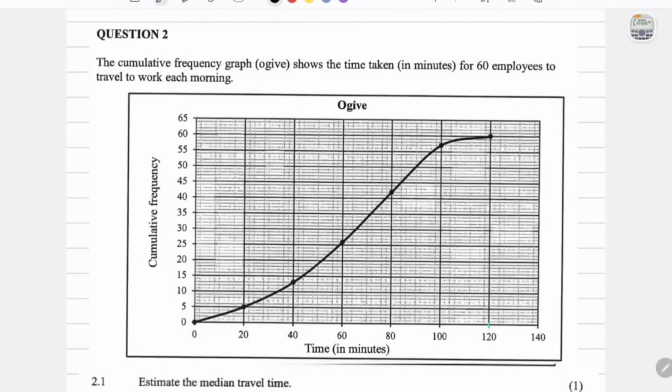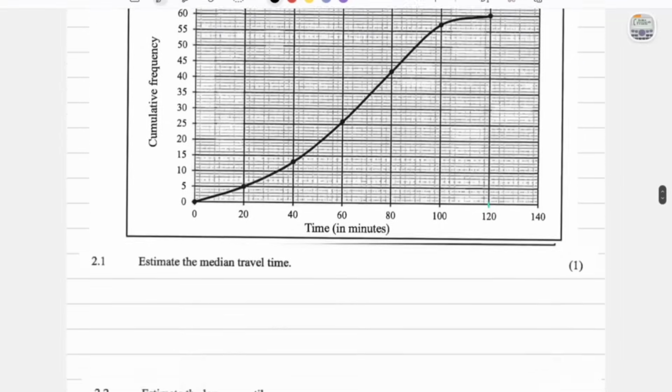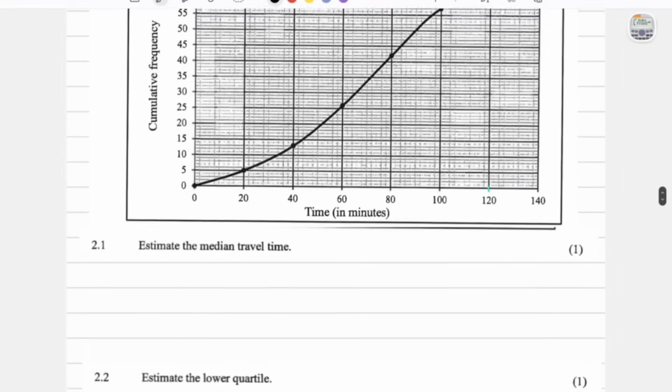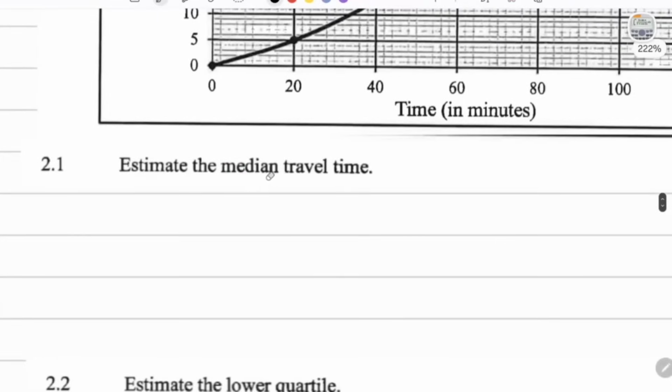We have question 2, and question 2 says, the cumulative frequency graph, the ogive, shows the time taken in minutes for 60 employees to travel to work each morning. So it's showing us how long 60 employees take to travel to work. And the first question is, estimate the median travel time.